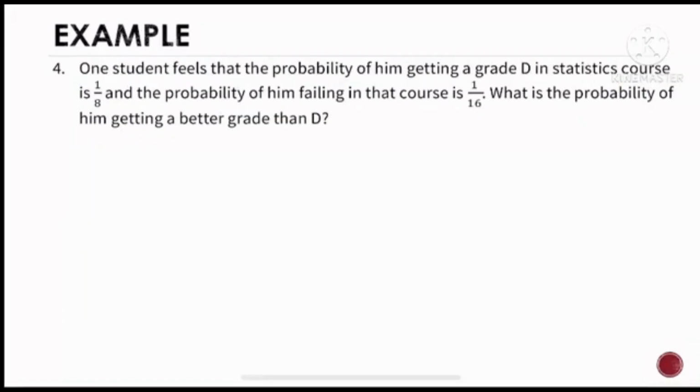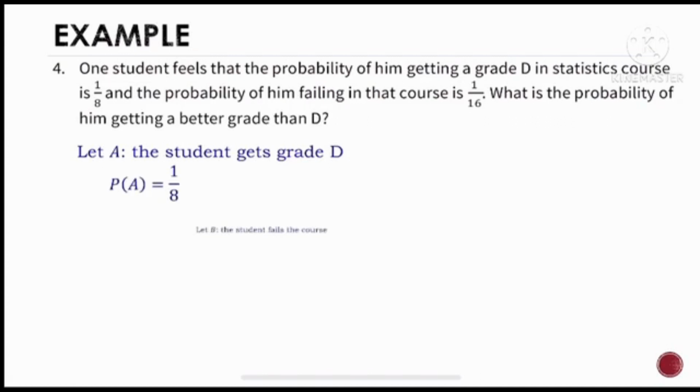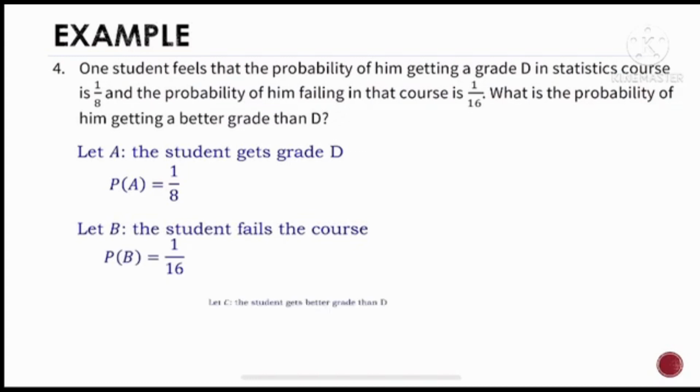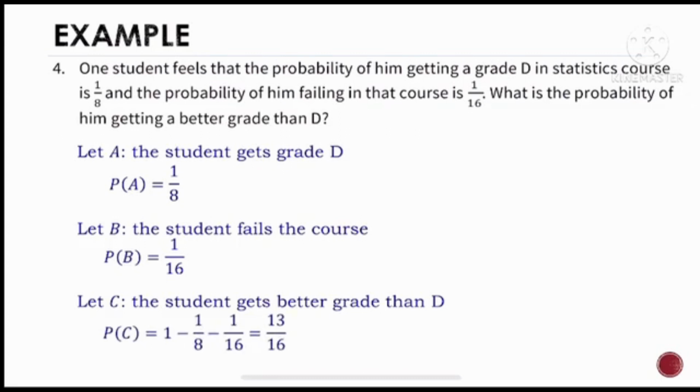Example 4 is one student feels that the probability of him getting a grade D in statistics course is 1 over 8, and the probability of him failing the course is 1 over 16. What is the probability of him getting a better grade than D? To solve this, we define each event first. Let A be the event that the student gets grade D, where the probability is 1 over 8. Let B be the event that the student fails the course. The probability is 1 over 16. Then let C be the event that the student gets a better grade than D. This probability is the complement of the other two probabilities. So just subtract the other two probabilities from 1 and we get 13 over 16.